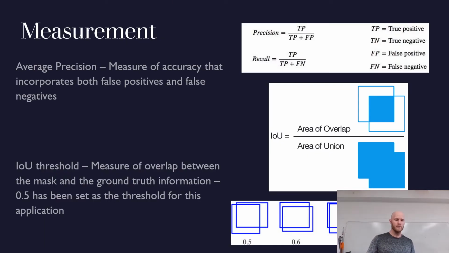Now, just quickly on that, average precision is a measure of accuracy that takes into account both false positives and false negatives, which is important for a detection application. And then it's set an IOU threshold. So previous studies have indicated that 0.5 was going to be an appropriate threshold for this, and you can see an example there of what 0.5 looks like. So that's what I chose for my evaluation as well.